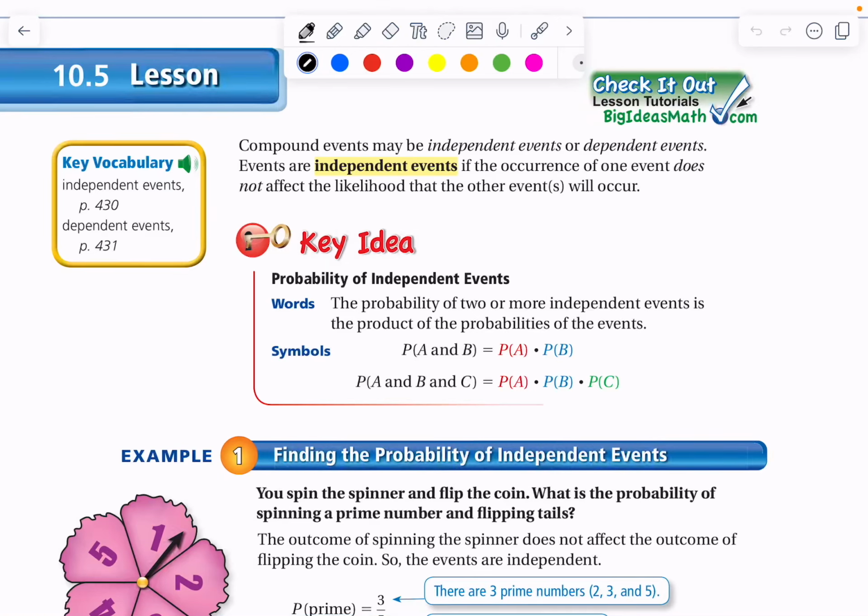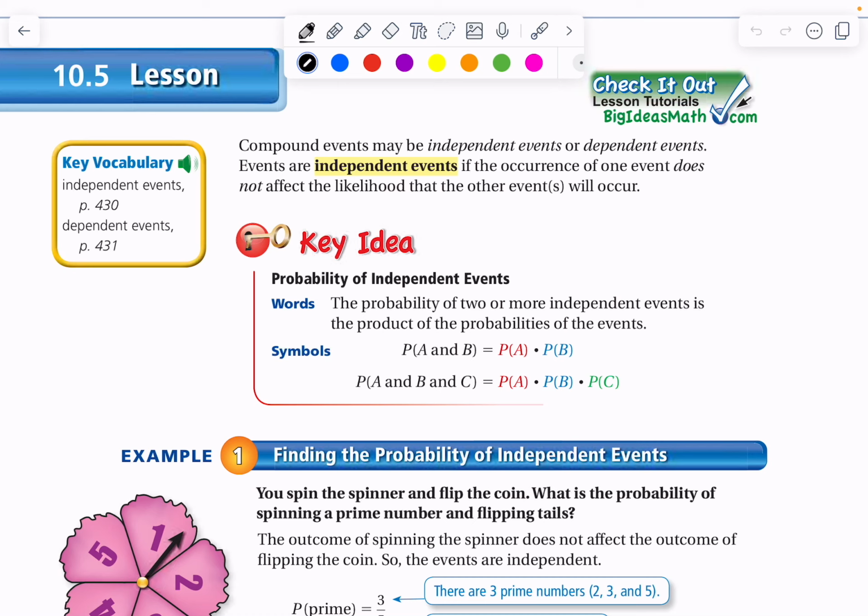Seventh graders, we're going to talk a little bit about some compound events and some specific types of compound events. So compound events are when we have two or more events happening. Again, this could be something like rolling a dice and flipping a coin. It could be like the combinations on a lock, kind of like we talked about the other day with the fundamental counting principle, where each number that's part of the code is its own event.